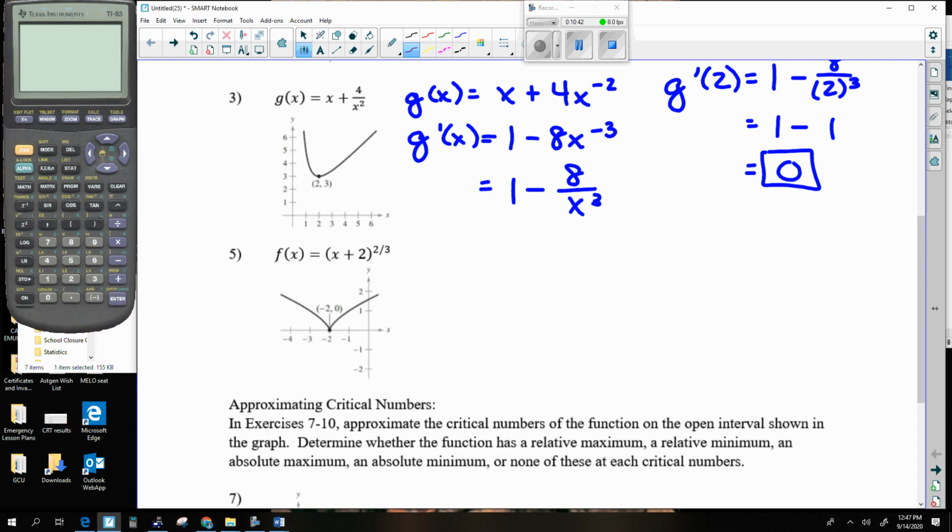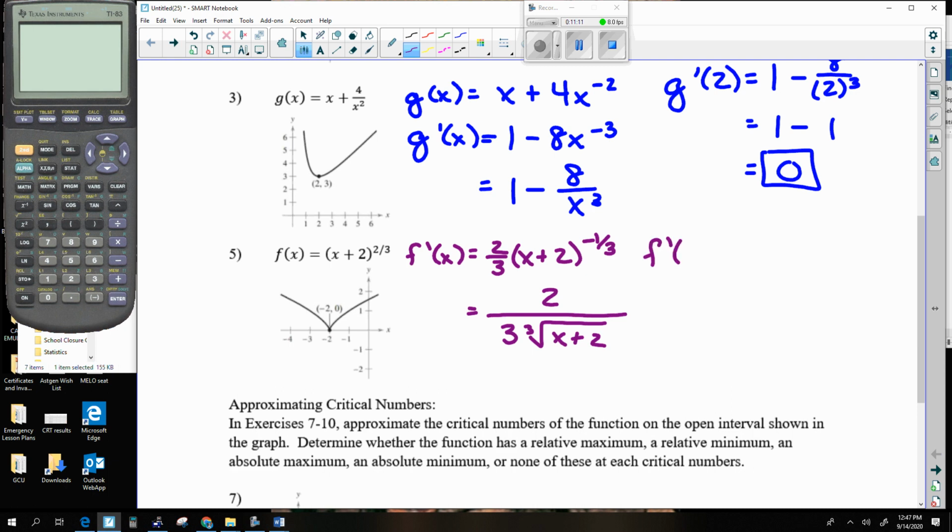And then last but not least, this first one is number 5. So we jump into the derivative. This is 2/3 times (x plus 2) to the negative 1/3 times 1 with the chain rule. And then it'd be 2 over 3 times the cube root of x plus 2. All right, so that's our derivative.